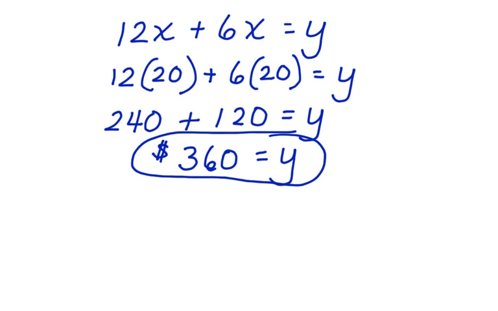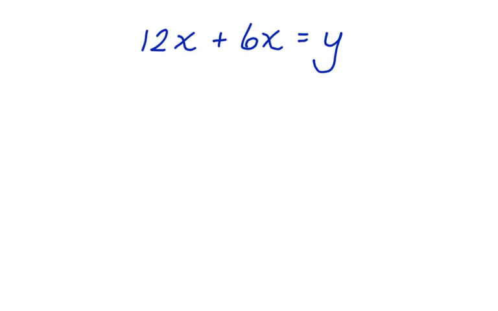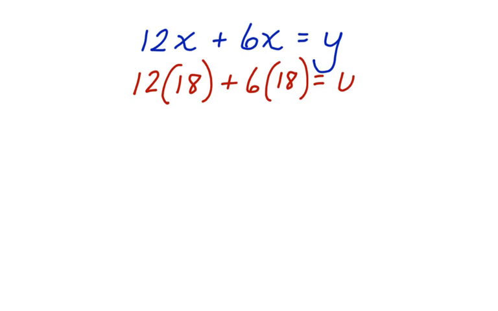Now let's think about 18 students. We can use the same algebraic expression because the entrance fee and the cost of the bus didn't change. The number of students did. So we have 12 times 18 plus 6 times 18 equals y. 12 times 18 is $216 plus 6 times 18, which is $108, equals y.